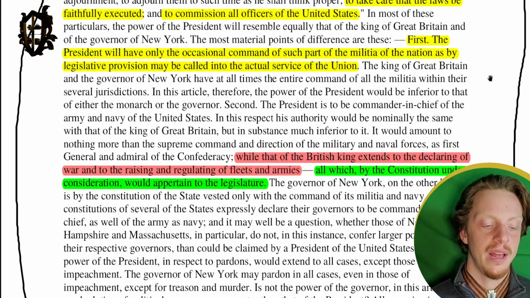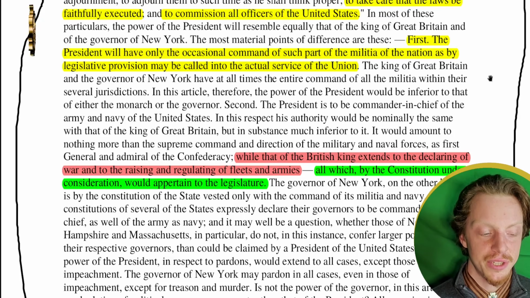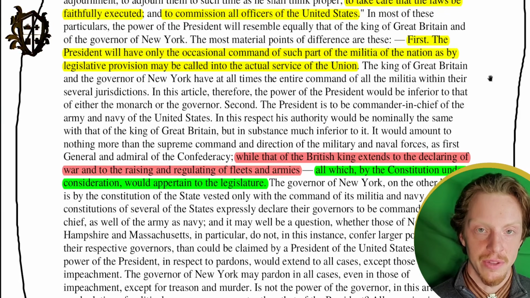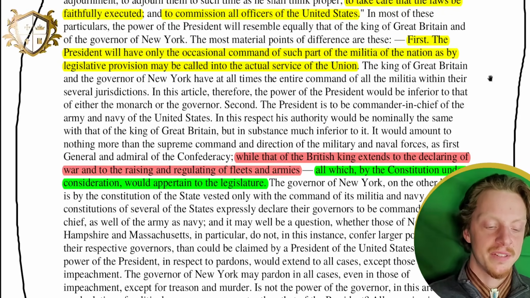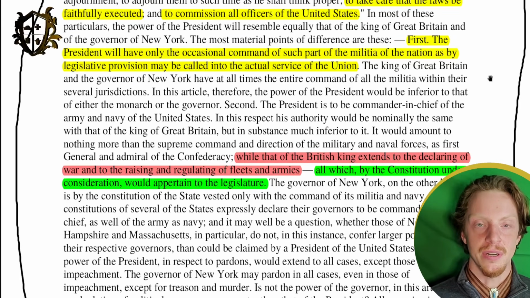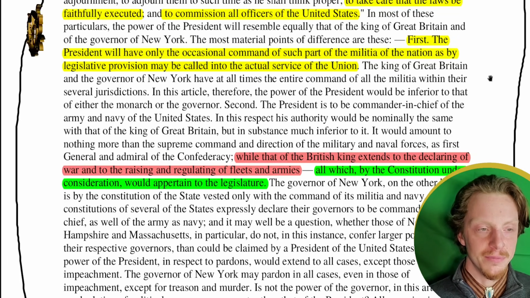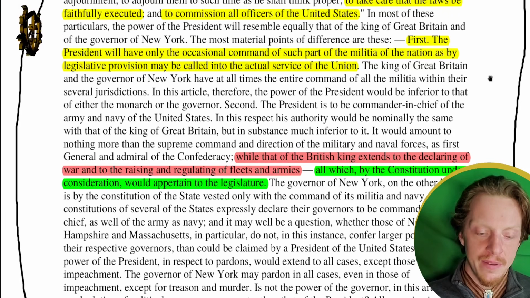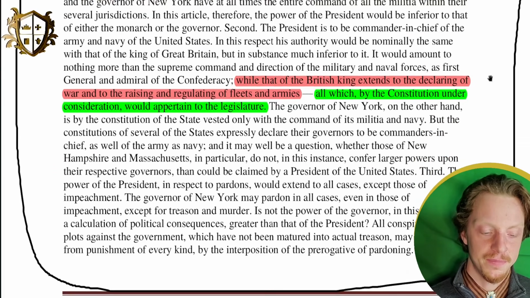First, the President will have only the occasional command of such part of the militia of the nation as by legislative provision may be called into the actual service of the Union. So just in case Article 1, Section 8 didn't make it clear enough, here is Alexander Hamilton, who wanted a king in the U.S., saying, actually, no, sure, the president gets to have the sword, but he doesn't get to wield it. He doesn't get to unsheath it without first getting permission for every single second from the legislature.